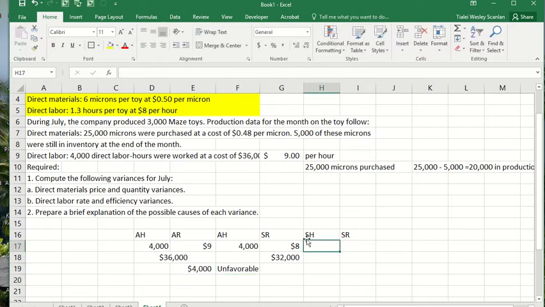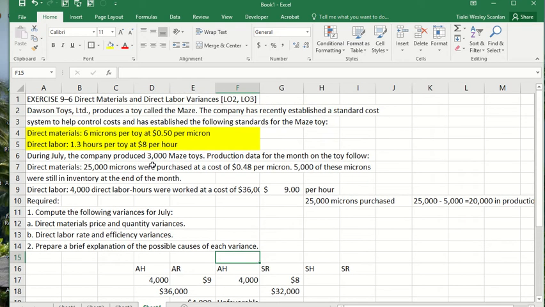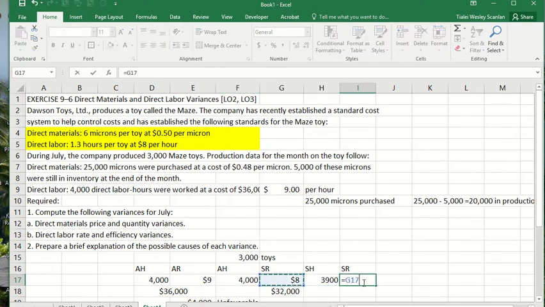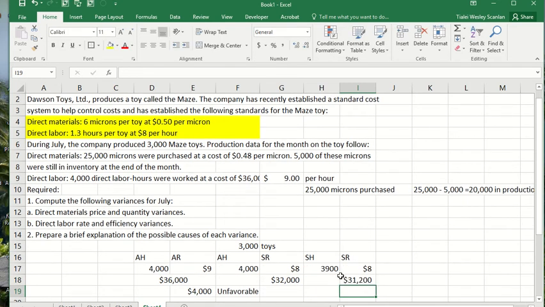Right, over here, standard hours: 1.3 hours per toy. Remember that we were making 3,000 maze toys, so we'll put that at the top, 3,000 toys. And remember, hours or quantity needs to be on a total basis. So 1.3 hours per toy, and we're making 3,000 toys, and it is similar to our actual hours, so I can feel more confident that I'm comparing the correct numbers. The standard rate is still $8.